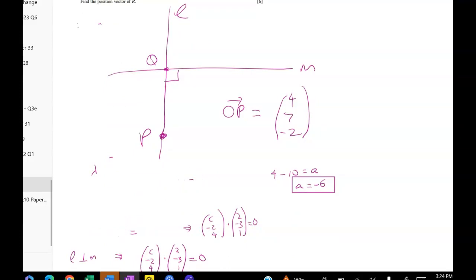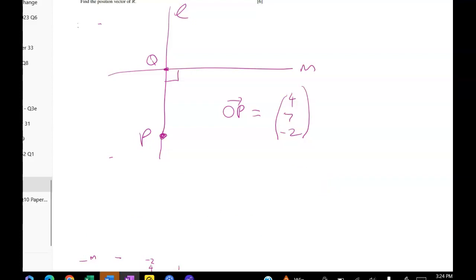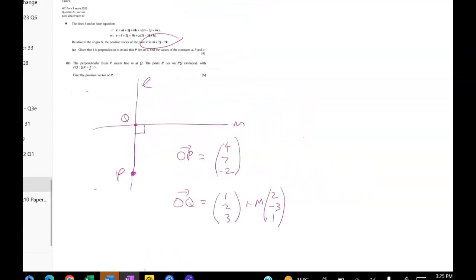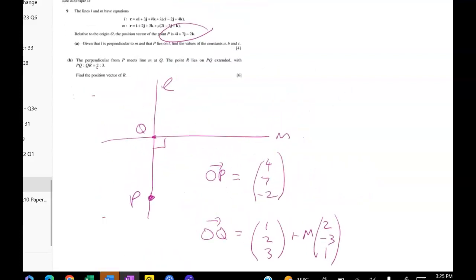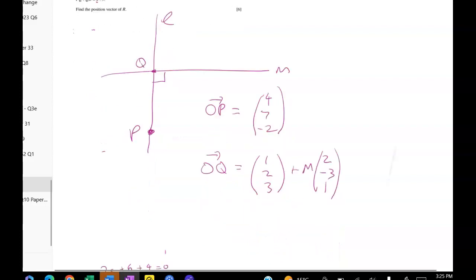So the vector from P to Q is OQ minus OP. And Q is some point on that line. So let's just work out what's OQ. Well, OQ is on line M, so it's going to have this position vector, 1, 2, 3, plus mu times 2, negative 3, and 1. Let's go back and see where that came from. It's from in here, that question there. So we're not using any of the stuff about the A, B, and C.